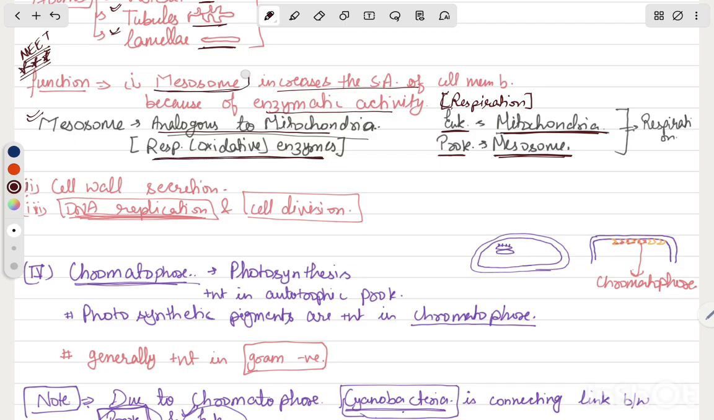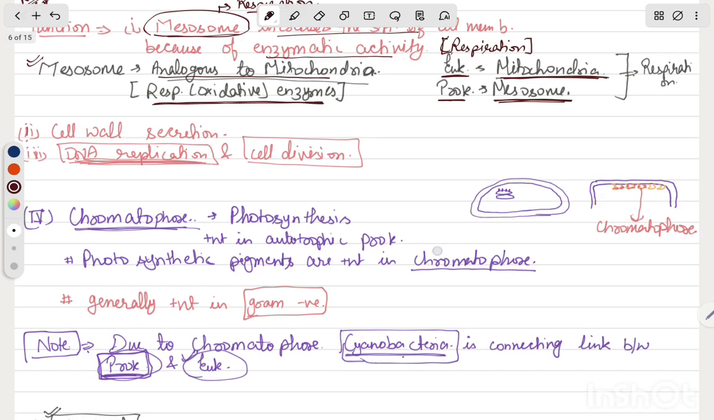So the first function of mesosome is it helps in respiration because of the presence of oxidative or respiratory enzyme. The second function is cell wall secretion, third is DNA replication, and fourth is cell division.